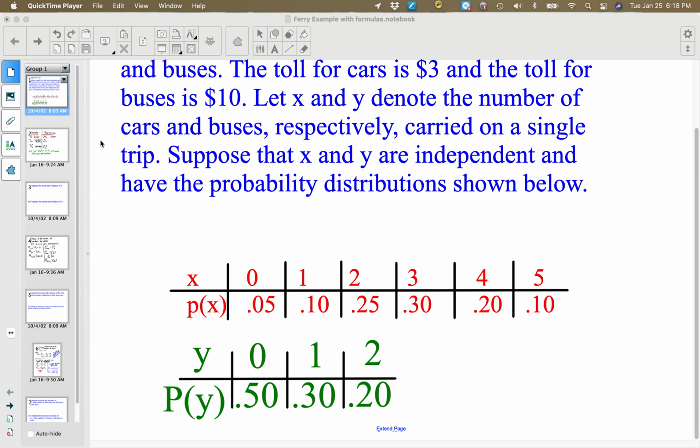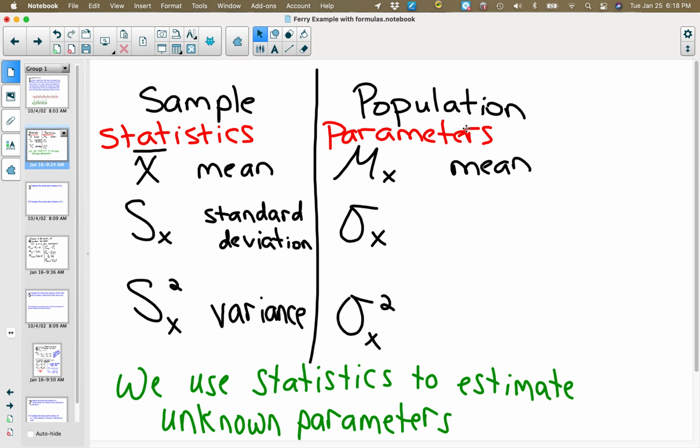So before we do some calculations with that, I want to talk about a little bit of vocabulary. When we refer to statistics, a lot of times we're working with samples. So we talk about a sample mean, and the symbol we use for that is x bar. We talk about a sample standard deviation, and we use S sub x for that. Or the sample variance, which is S sub x squared. What we use these statistics for is we use x bar to estimate the true mean. This is the Greek letter mu. So mu sub x represents the population mean.